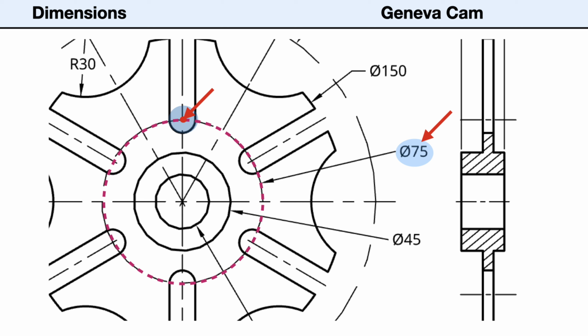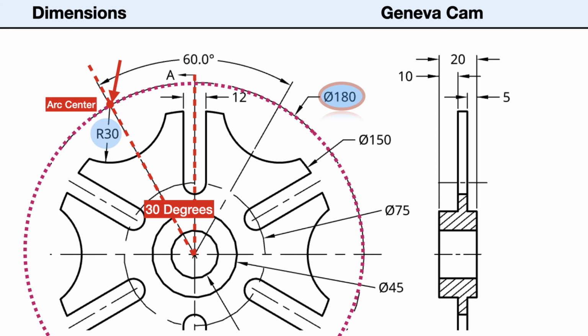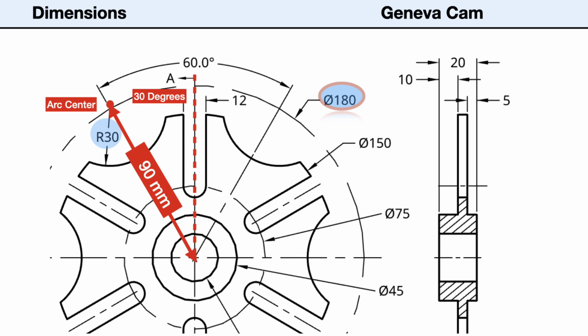The center point of the semicircular end is located on a concentric center line circle that has a diameter of 75 millimeters. This places it 37.5 millimeters from the center. The outer arc has a radius of 30 millimeters. Its center point is the intersection of 2 construction lines. First, a center line circle with a diameter of 180 millimeters, and a construction line that extends from the center at an angle of 30 degrees from vertical, or 90 millimeters from the center.